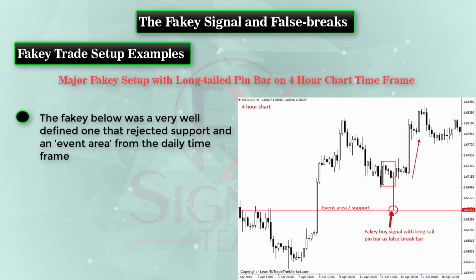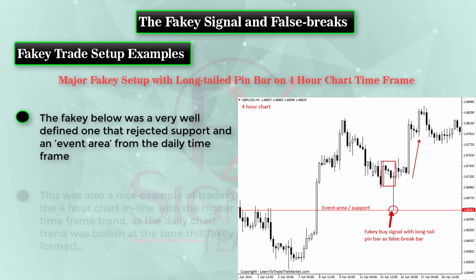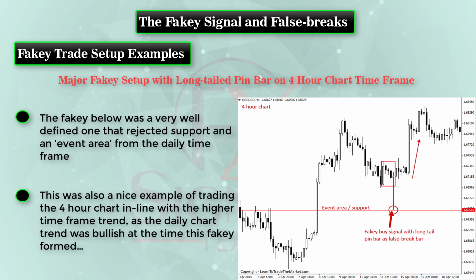The Fakey below was a very well-defined one that rejected support and an event area from the daily time frame. This was also a nice example of trading the 4-hour chart in line with the higher time frame trend, as the daily chart trend was bullish at the time this Fakey formed.